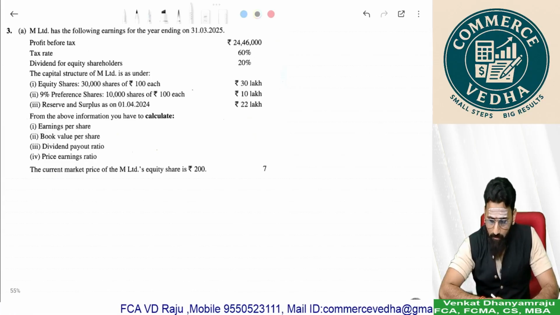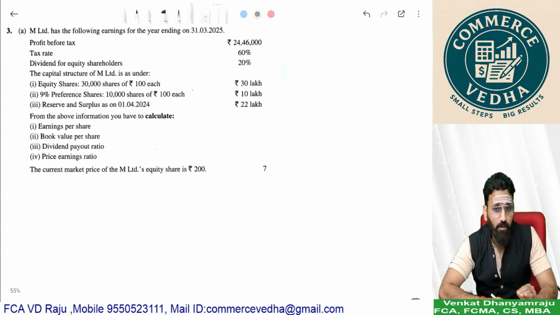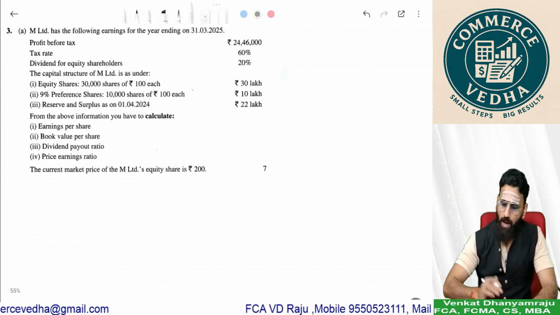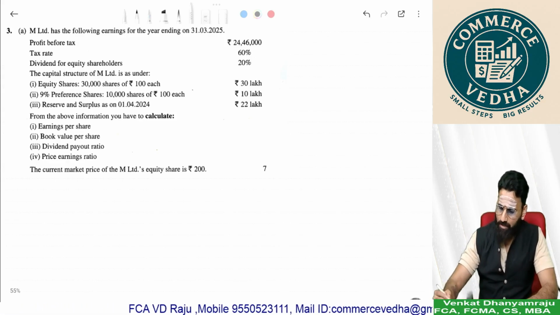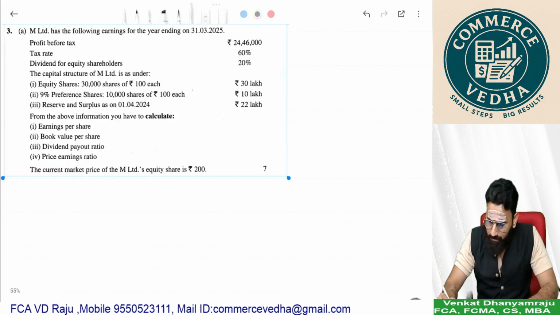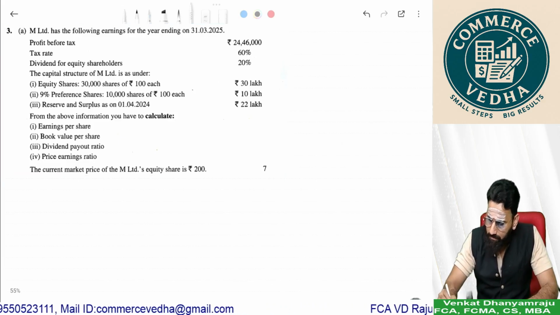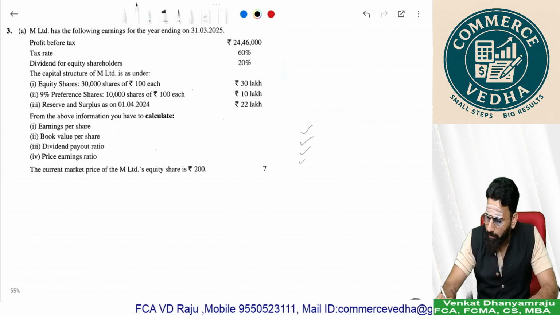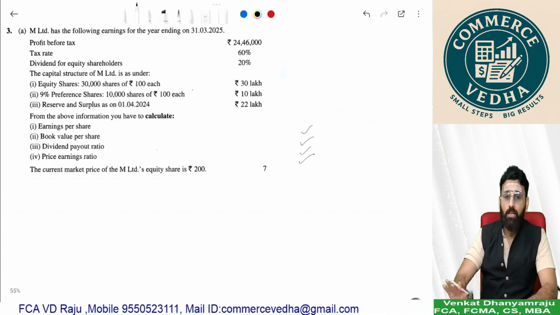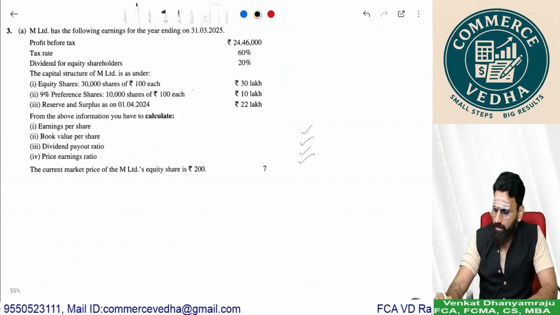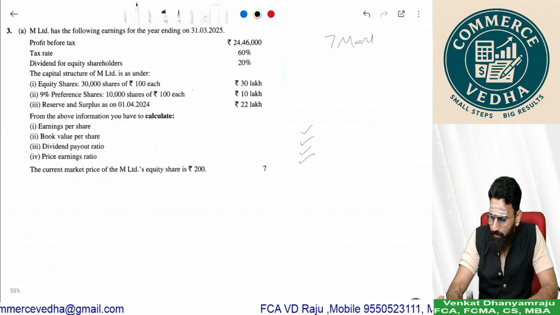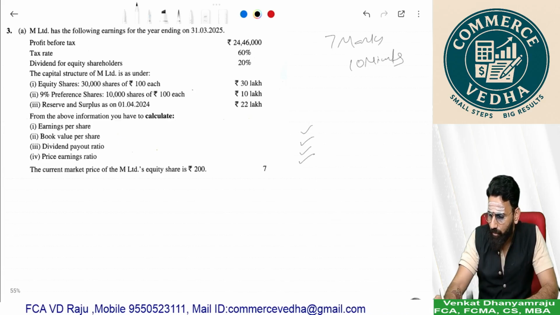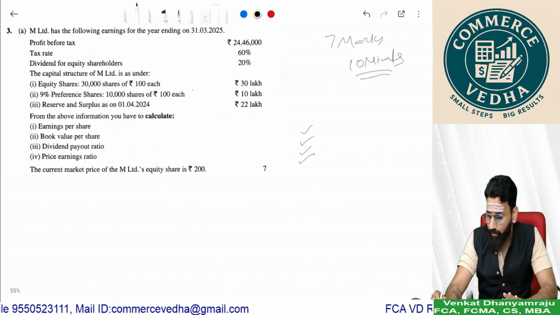Let us start with question number 3A from the recent June 2025 CMA Intergroup 2 FM paper. This question is all about computation of earnings per share, book value per share, dividend per share, and price earnings ratio. From the given information, we should compute all the four. This question is for 7 marks, and the time expected is 10 minutes. So we should be able to do this sum in 10 minutes.